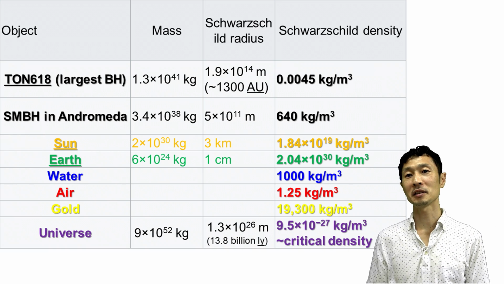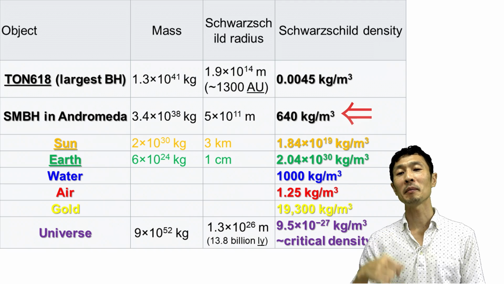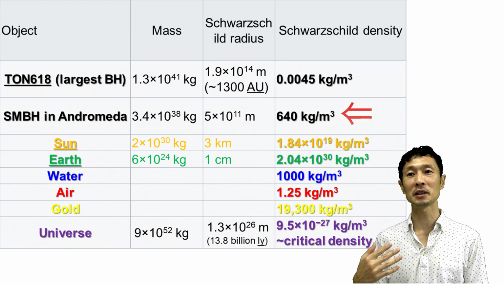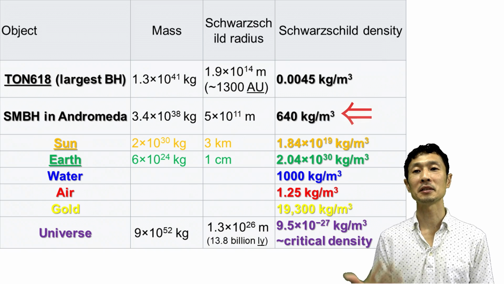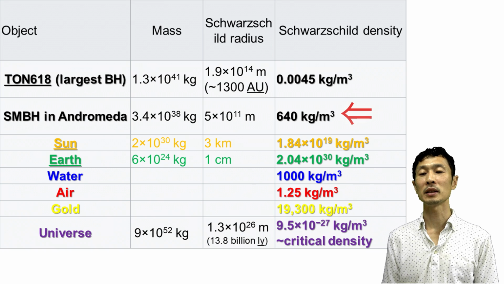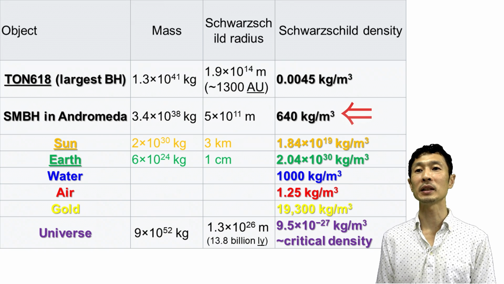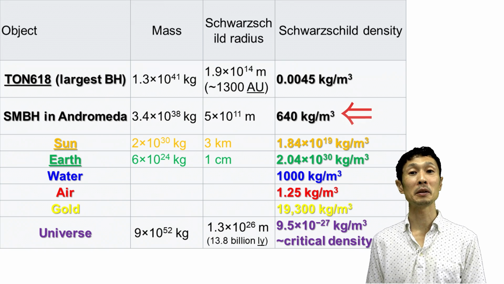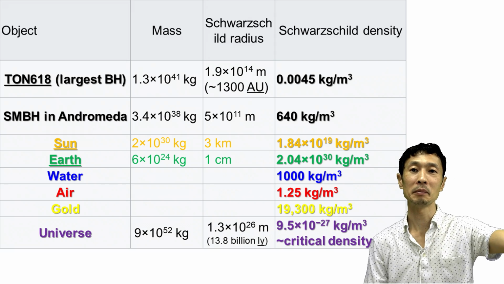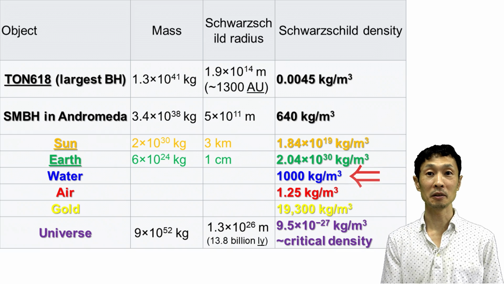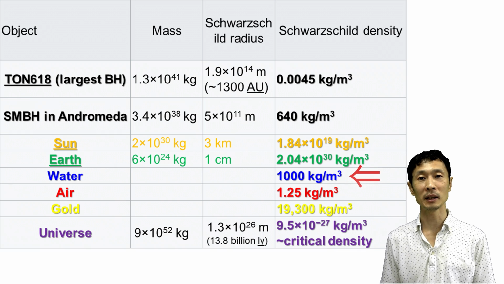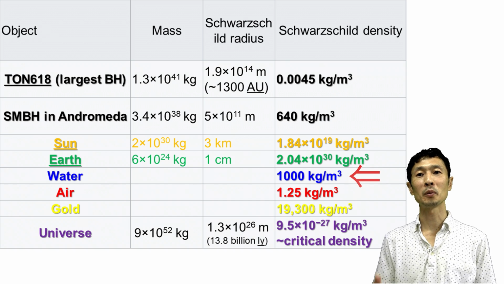However, when we look at supermassive black holes, for example the supermassive black hole in the Andromeda galaxy, which is the next galaxy to our Milky Way, its mass is 10 to the 38 kilograms. That we know. Then if we put this number into the Schwarzschild density, we get 640 kilograms per cubic meter. Do you know how much water weighs in a cubic meter? 1 meter, 1 meter, 1 meter. It's 1,000 kilograms or 1 ton, right? So the density of the supermassive black hole in the Andromeda galaxy is less than water.